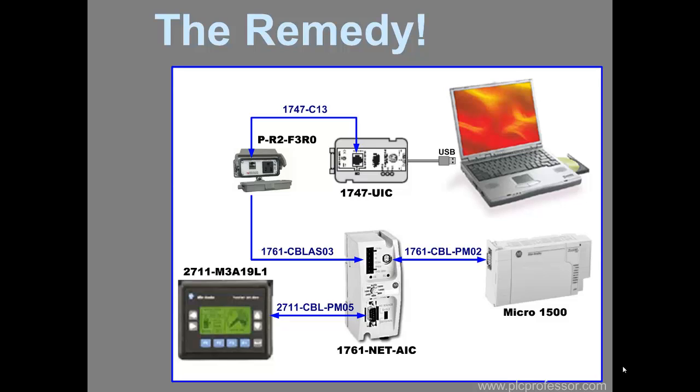So the NET-AIC module is really what's going to split your port. And then you use a PM02 standard MicroLogix cable to go to the Micro 1500, and then a PM05 to go from the NET-AIC to the PanelView. So you've got your laptop and the PanelView plugged in at the same time, and you're using a splitter, if you want to call it that, the NET-AIC, plugged into the micro that only has one COM port.